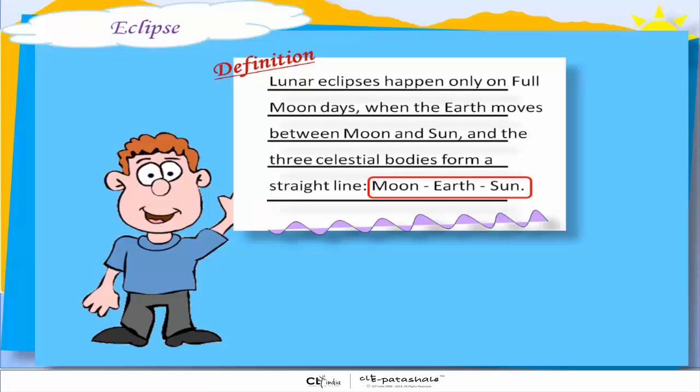Definition: lunar eclipses happen only on full moon days, when the Earth moves between Sun and Moon, and the three celestial bodies form a straight line: Moon, Earth, and Sun.